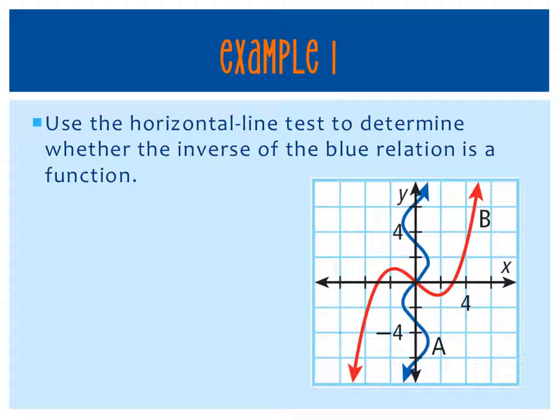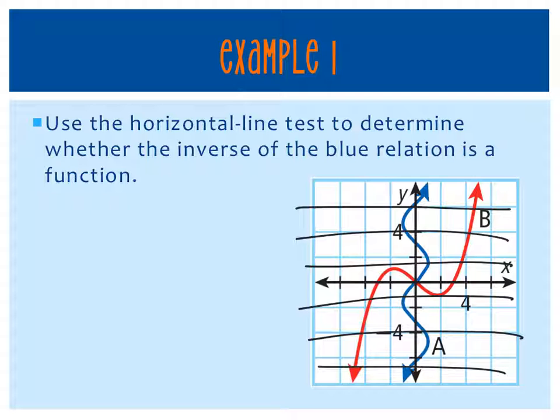So this is what they look like. Use the horizontal line test to determine whether the inverse of the blue relation is a function. Sure. So I'm looking at this graph. There's two functions on this graph, the blue one and the red one. And this time it's saying, figure out if the inverse of the blue relation is a function. So I would draw horizontal lines through this graph. If any of these horizontal lines hits that blue graph at more than 1 point, then the inverse is not a function. Do any of those lines I just drew hit the blue curve at more than 1 point? No. So the inverse is a function.